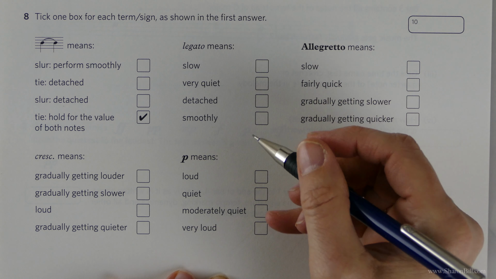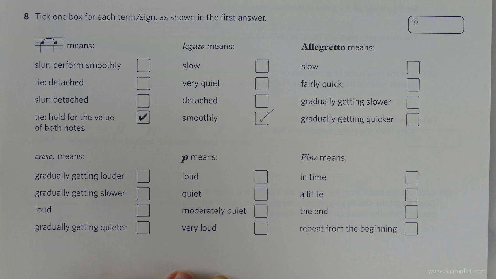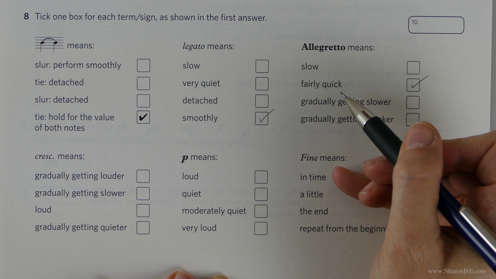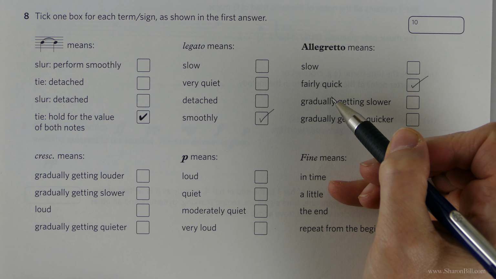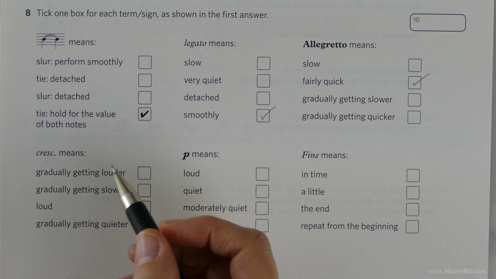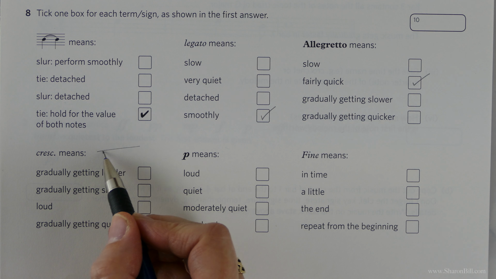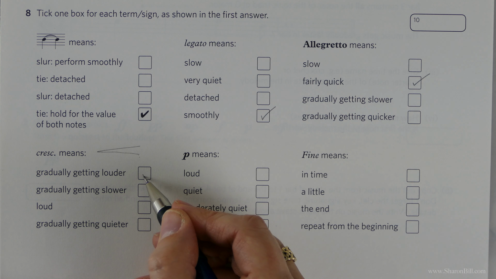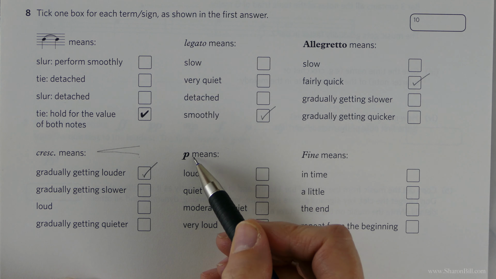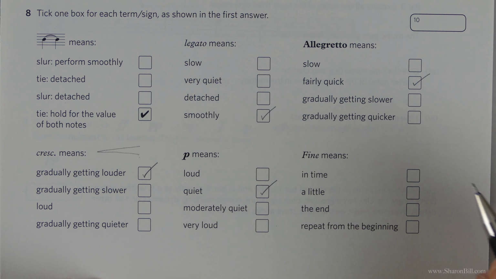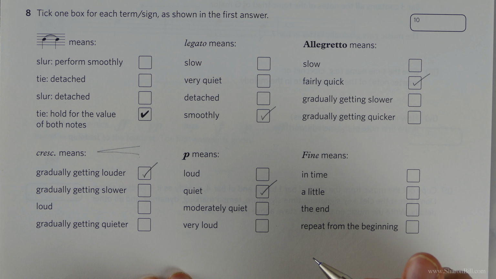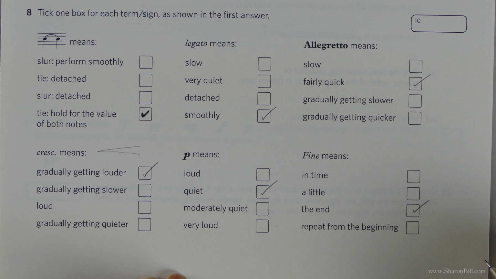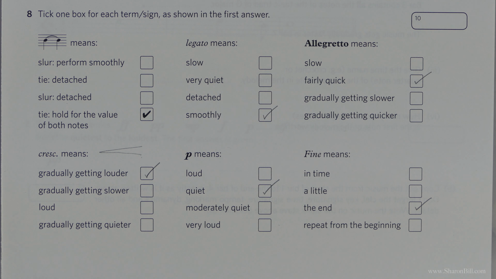So legato means smoothly. Allegretto means fairly quick. We know that allegro means quick and allegretto is fairly quick, so that's not too difficult. Cresc is short for crescendo, which is the word that describes this symbol. And you can see that's an opening out, and it means gradually getting louder. P is short for piano, which is quiet. And then fine is the Italian term, which means the end. It's the end of the piece. If you just think finish, fine, that should help you to get those in your mind.